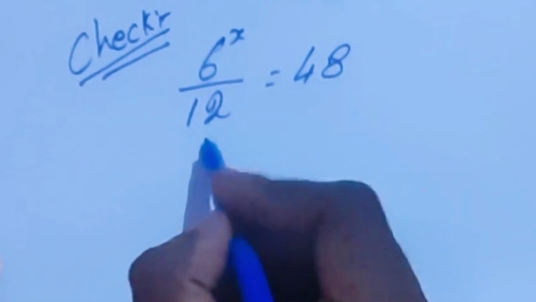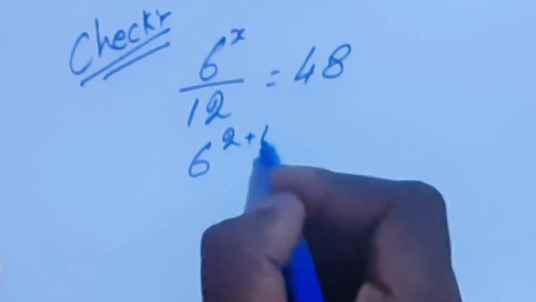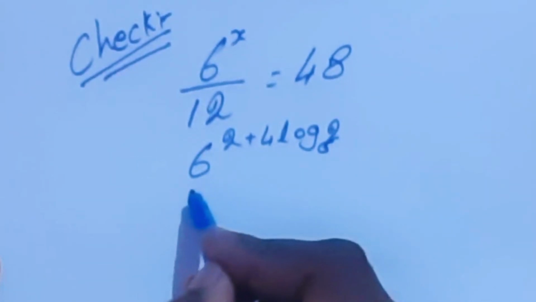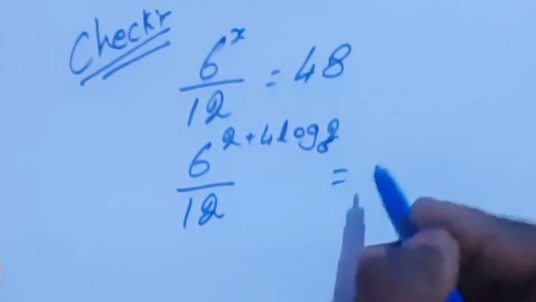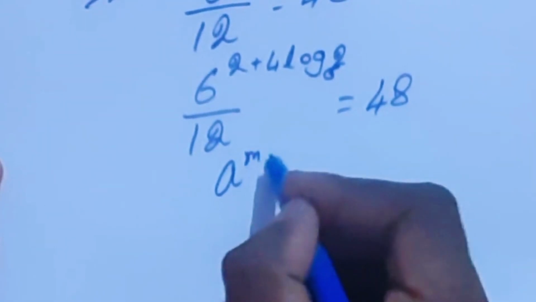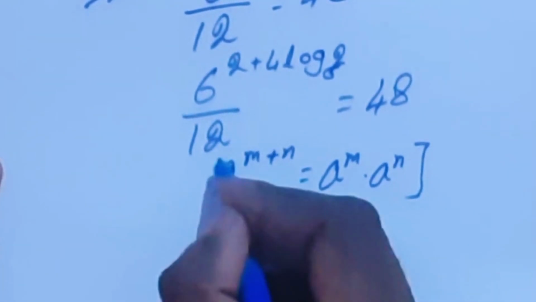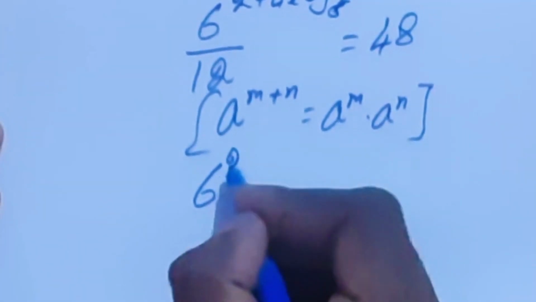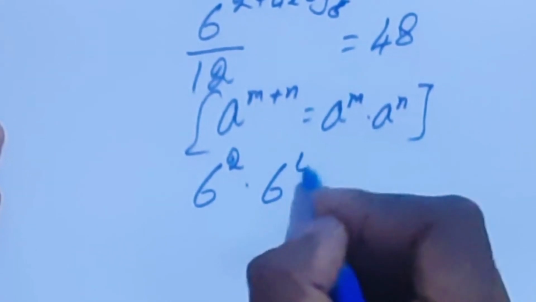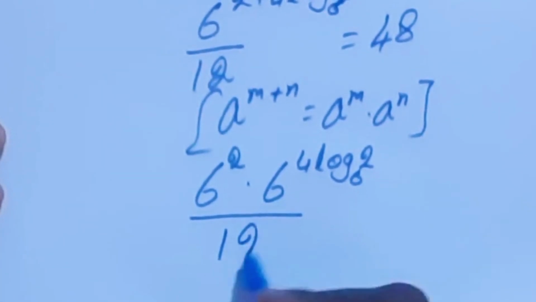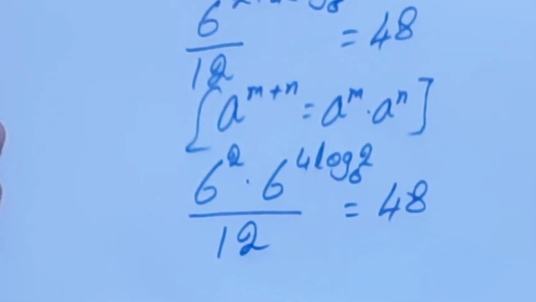Applying x here, so 6 power 2 plus 4 log 2 base 6 by 12 equal to 48. Now here a power m plus n equal to a power m times a power n. This exponent identity we are going to apply here. So 6 power 2 times 6 power 4 log 2 base 6 by 12 equal to 48.